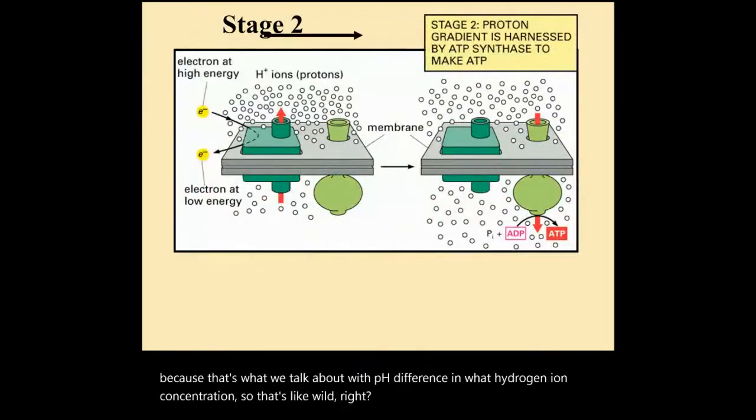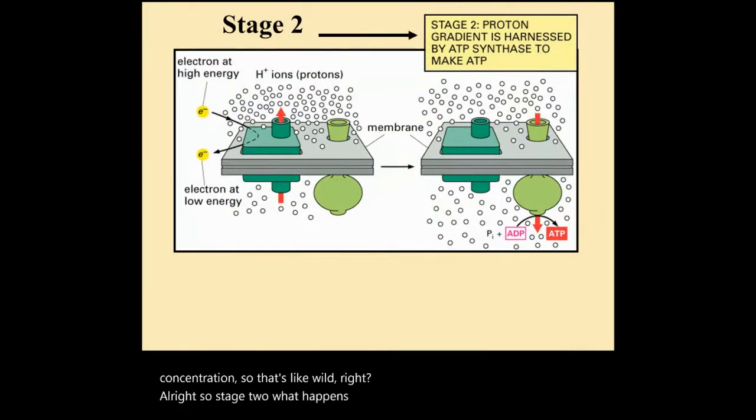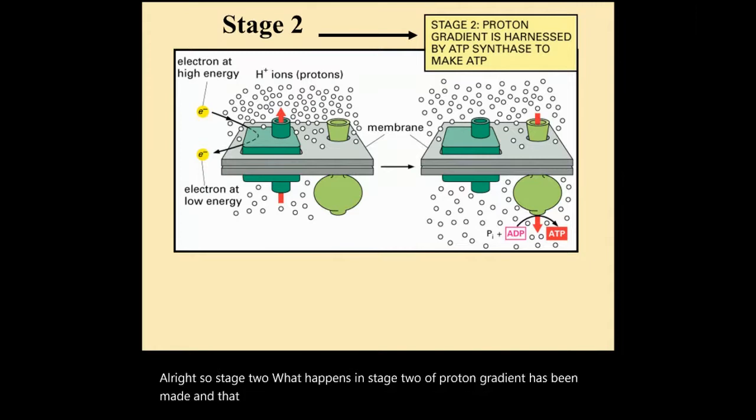All right, so stage 2, what happens in stage 2? A proton gradient has been made, and that proton gradient is like a battery. Proton gradient, battery.